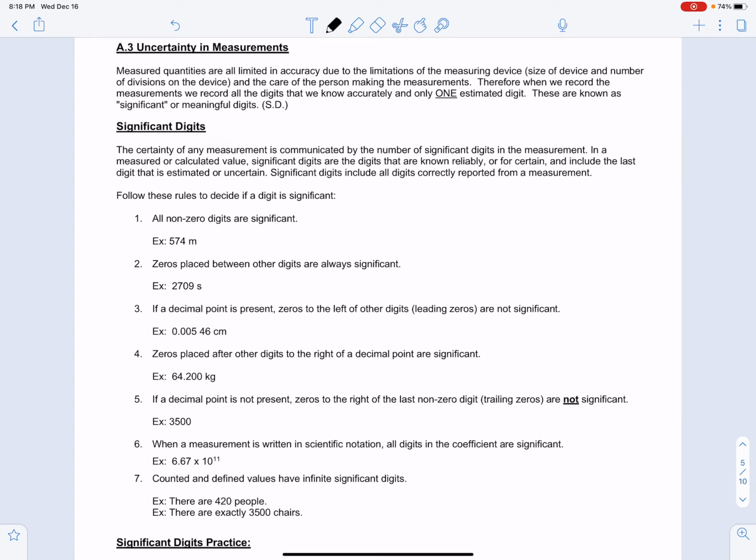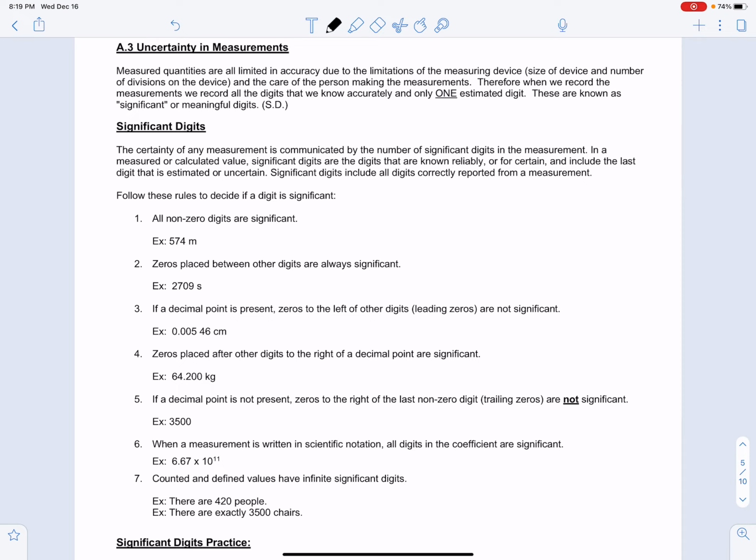Measured quantities are limited in accuracy due to the limitations of the measuring device, the size of the device, and the number of divisions on the device. So I want you to imagine two rulers, one with a lot of lines on it and one with few lines on it. The ruler with more lines is more accurate because it has been calibrated to a greater level of accuracy than a ruler that has less lines on it.